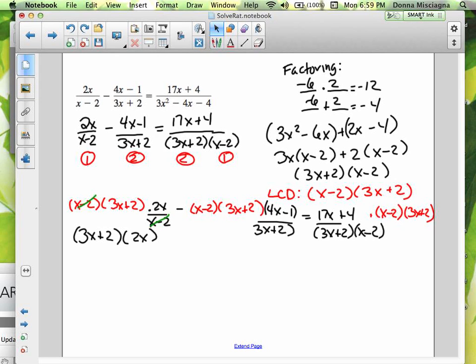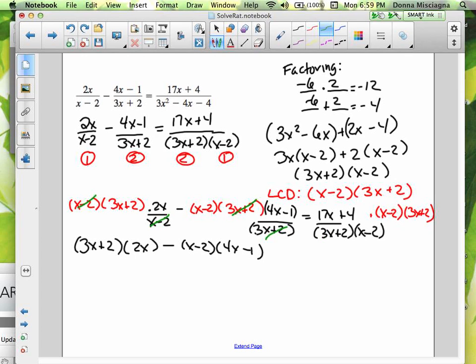In the second term, the 3x plus 2 cancels out. So these two are gone. And we're left with minus x minus 2 times 4x minus 1. And let's move this down one more time. And then in the last term, everything cancels out, the whole denominator. So we just have a 17x plus 4. All right, so now we have to FOIL. Here we're going to distribute, and there we're going to FOIL.